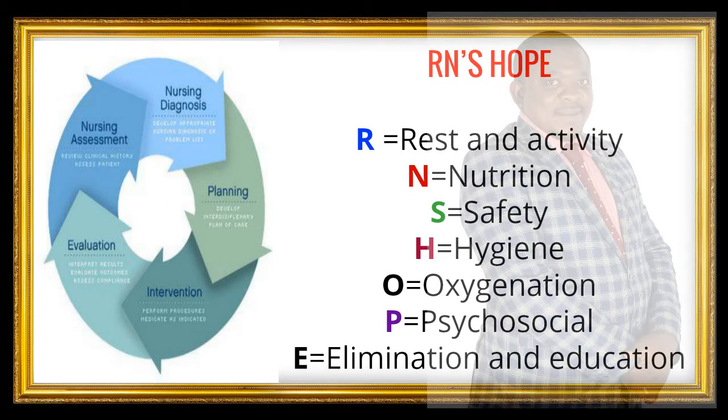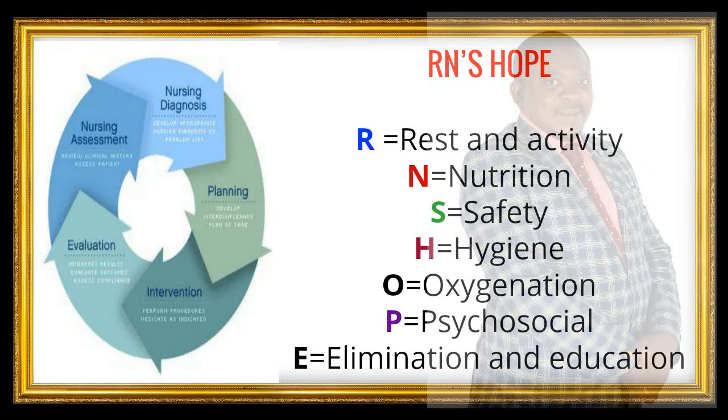So the letter R is for rest and activity, N is for nutrition, S is for safety, H is for hygiene, and P for psychosocial. That is to do with the psychosocial needs and the likes. Then E is for elimination and education.